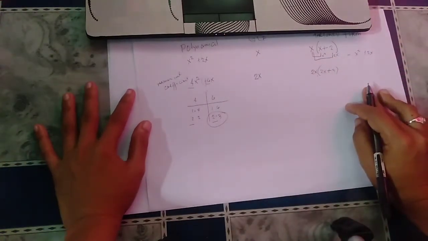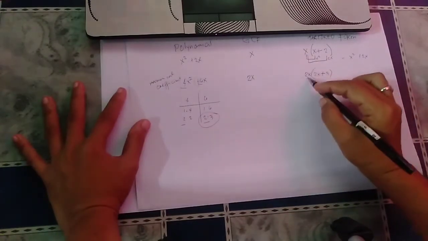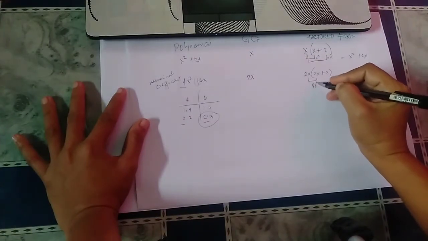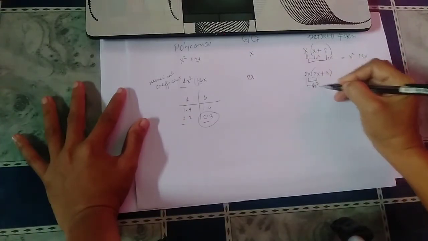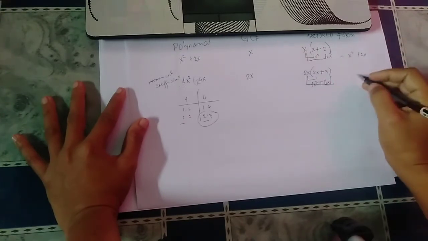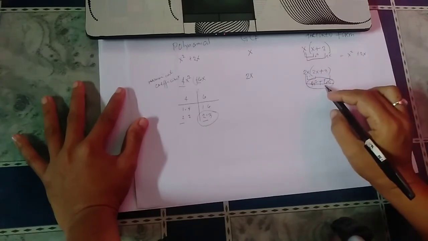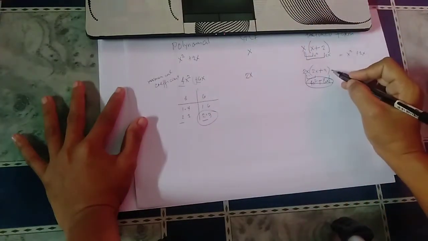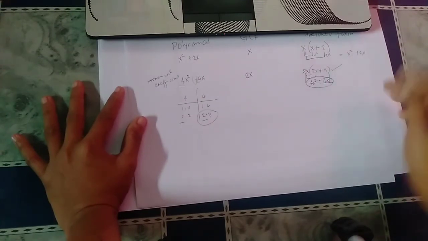Let's check if our factor is correct or coincides with the given polynomial. 2x times 2x is equal to 4x squared. And 2x times 3 is equal to 6x. Therefore, it coincides with the given expression. We can say that the factor that we have created here is correct.